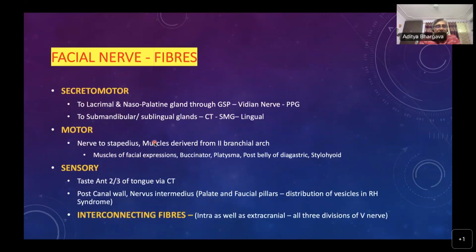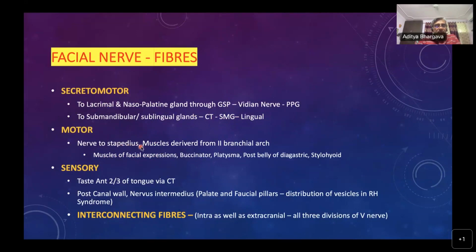Secretomotor fibers, again mentioning because it is very important, go to the lacrimal and nasopalatine glands through the greater superficial petrosal, Vidian nerve, and pterygopalatine ganglion, and to the submandibular and sublingual glands through the chorda tympani and the lingual nerve.